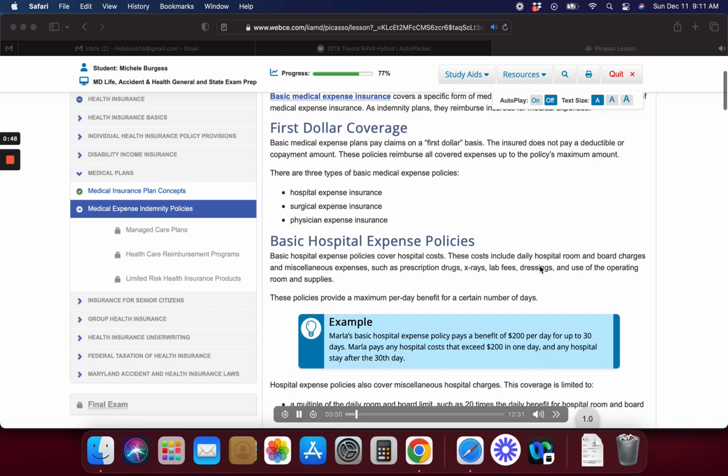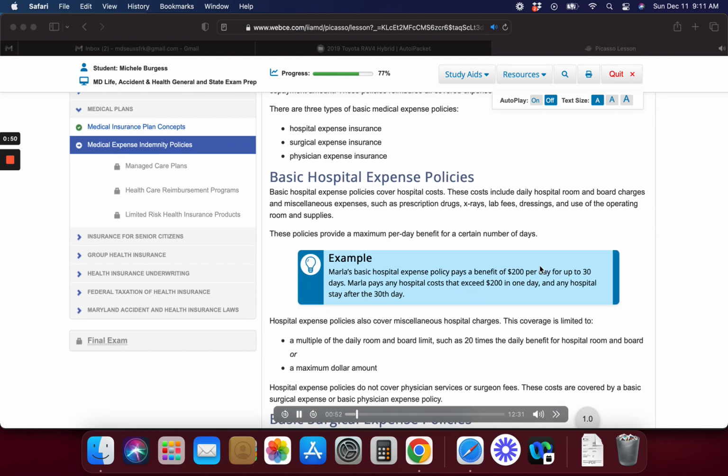There are 3 types of basic medical expense policies: hospital expense insurance, surgical expense insurance, physician expense insurance.